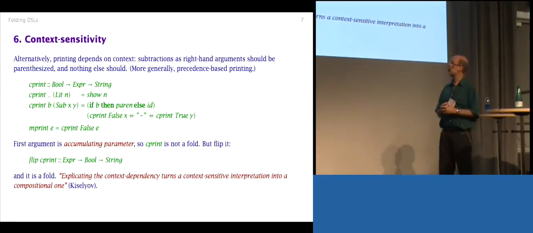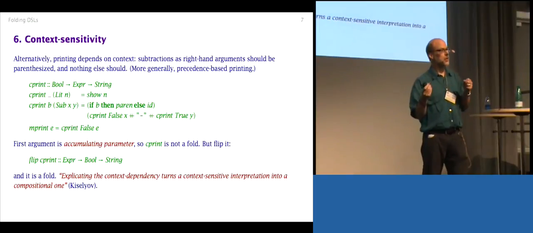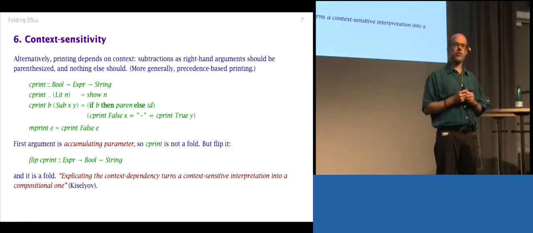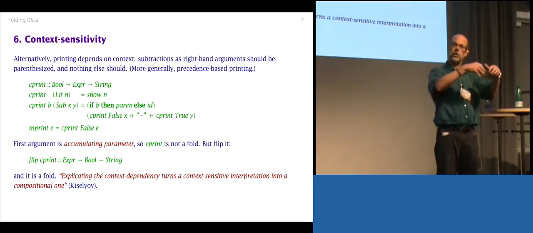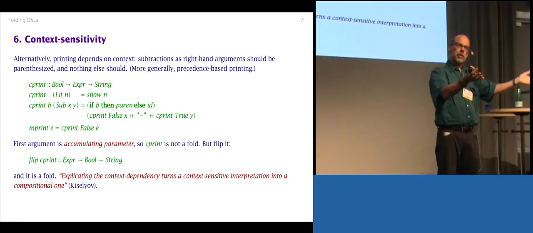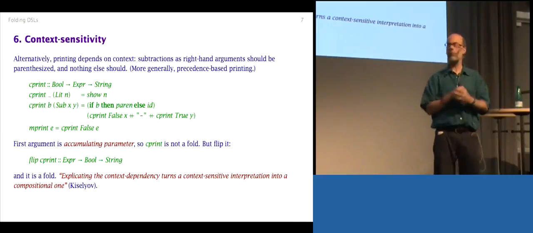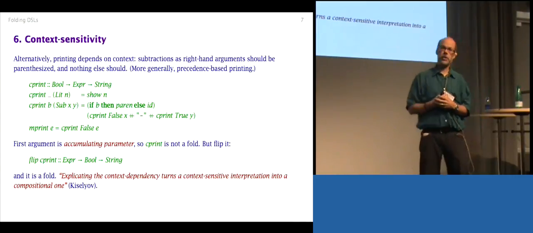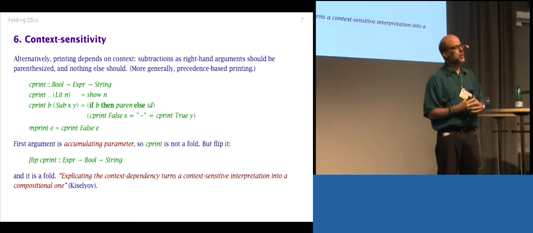But again, it works fine. cprint is not a fold, but flip cprint is a fold. Flip is the thing that takes a function of 2 arguments and makes a function of 2 arguments the other way around. It's a fold over the first argument, evaluating a term, which is evaluating an interpretation of that term, which is a function, a higher order interpretation. It's a function from context, which in this case is just a Boolean, to string. So rather than interpreting your term as a string, you interpret it as a bool to string.